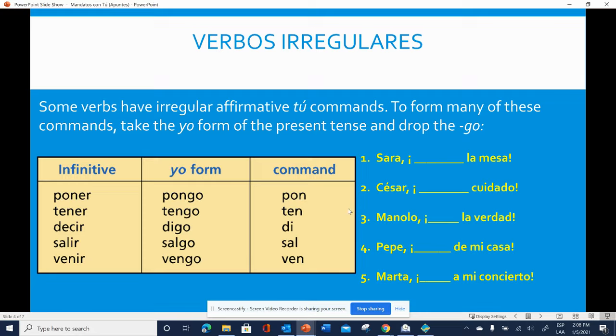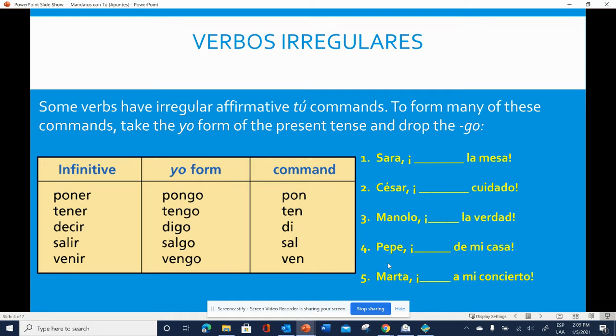Like Cesar, ten cuidado. I know tener means to have, but in this context, it means to be. So like, be careful. Ten cuidado. Manolo, di la verdad, like say the truth, right? Salir is an irregular verb, so it's going to be sal, like Pepe, sal de mi casa, like leave my house, right?